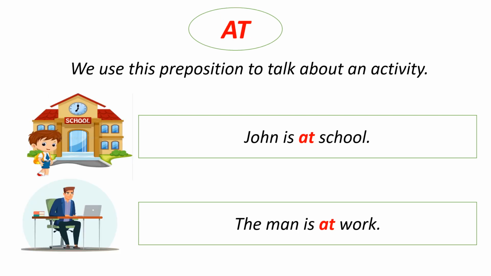We use the preposition at to talk about an activity. For example, John is at school. Why do we use the preposition at in this example? Because there is an activity happening. What is the activity? The activity is studying and learning. The second example is the man is at work. The same thing as the first example. This one, the activity is working and also working hard.